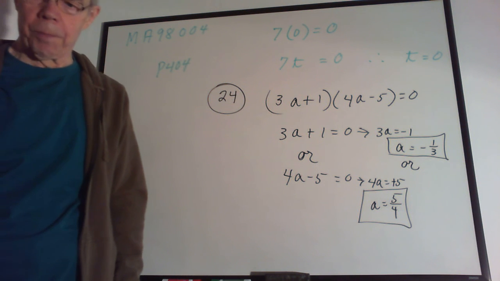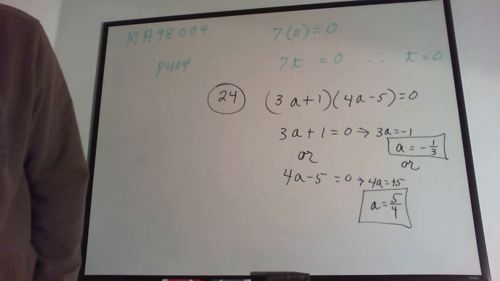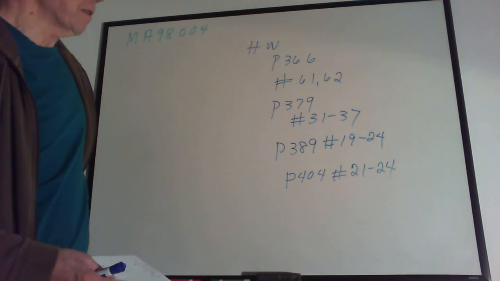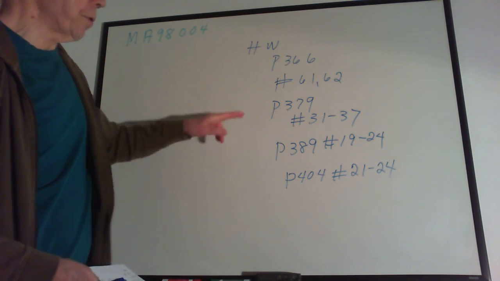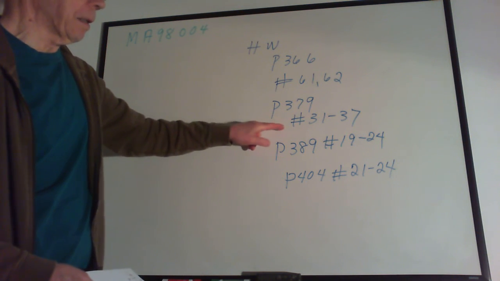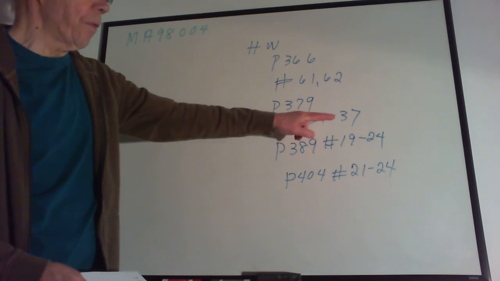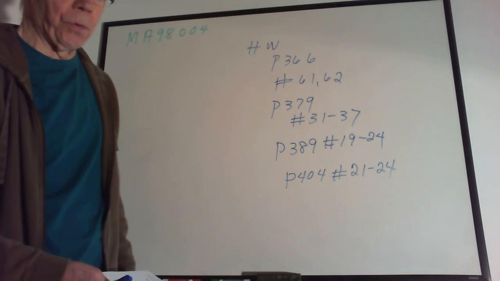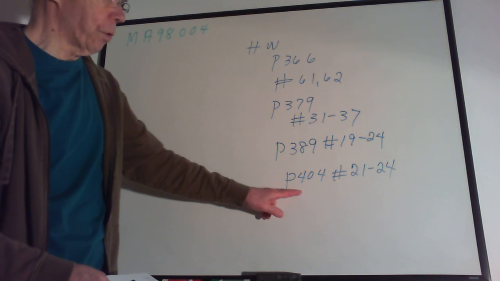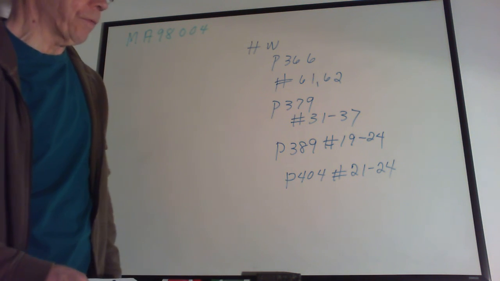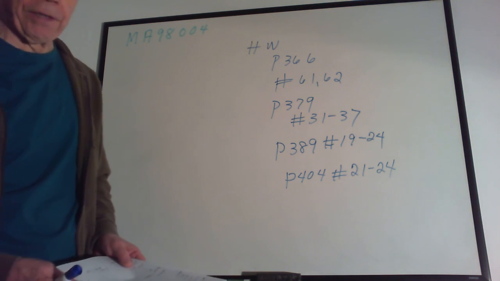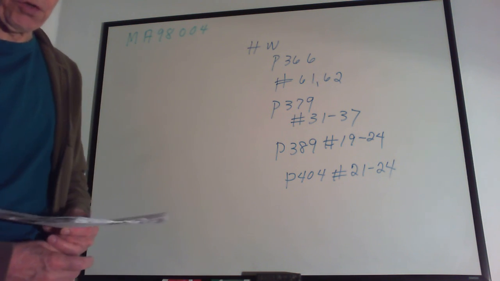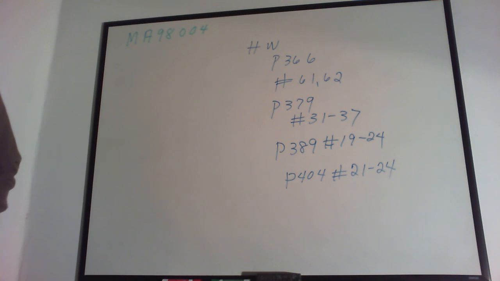All right, let me put your homework on the boards. All right, homework: page 366, numbers 61 and 62, page 379, numbers 31 through 37, page 389, numbers 19 through 24, page 404, numbers 21 through 24. I'm going to send you out some review work, and I'm going to arrange for you to take a quiz. Have a good day.